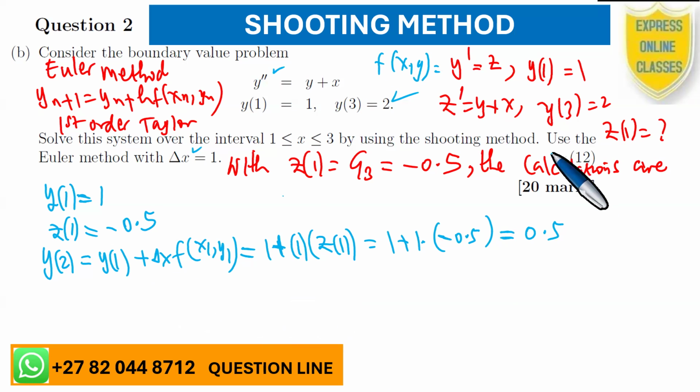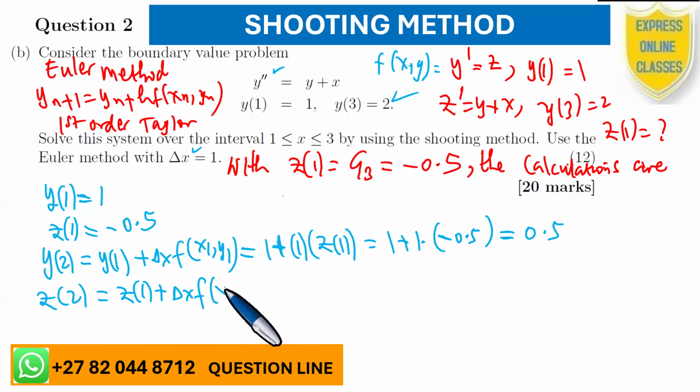Why did we have to change from second order to first order? Because of the Euler method. The Euler method is first order Taylor. So that's the reason. Now we have y2. Let us get z2. Z2 is going to be obtained by the formula. You use the Euler, which means that z2 is z1 plus delta x times f(x1, y1). What is z at 1? Minus 0.5.